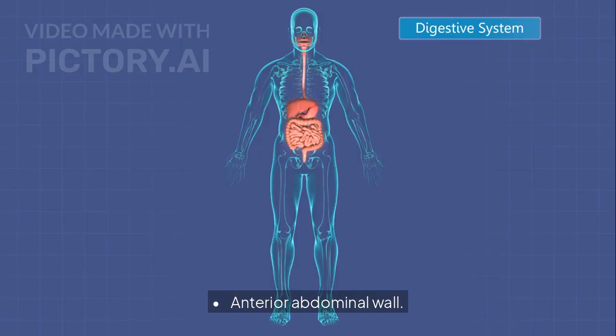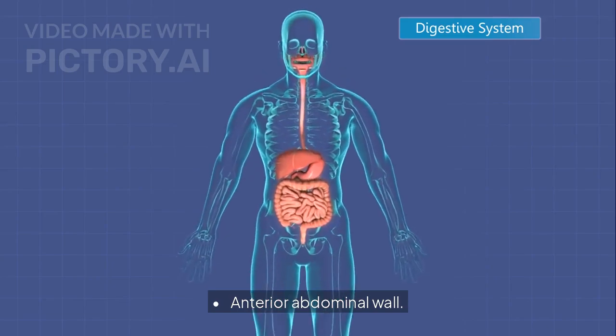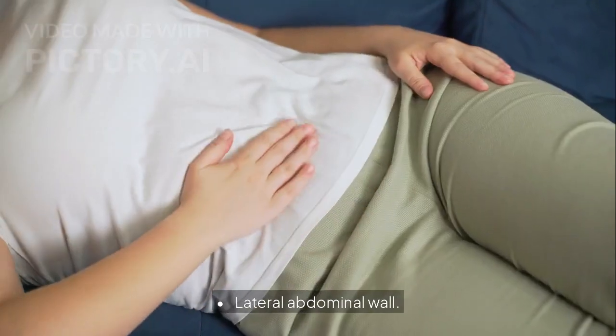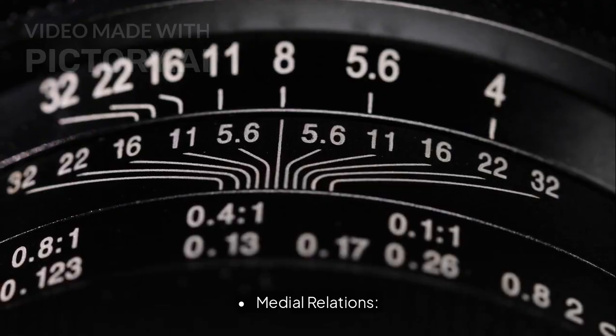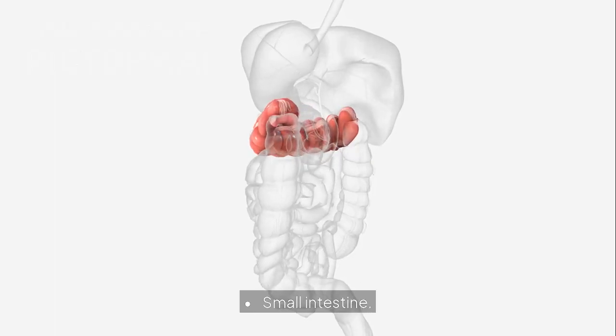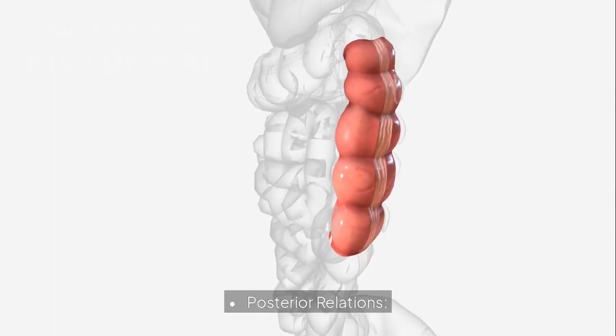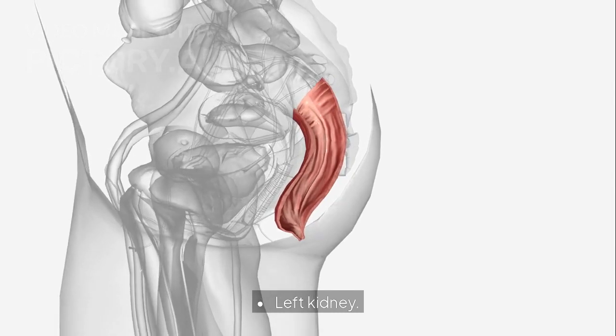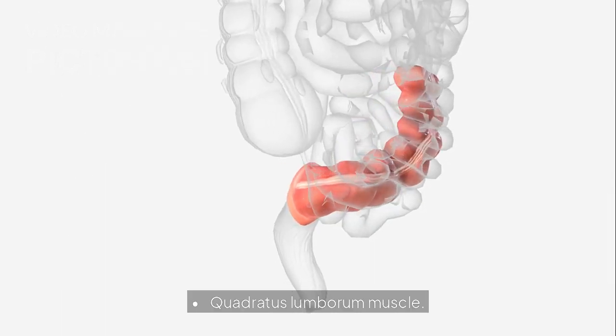Anterior relations: anterior abdominal wall. Lateral relations: lateral abdominal wall. Medial relations: small intestine. Posterior relations: left kidney, quadratus lumborum muscle.